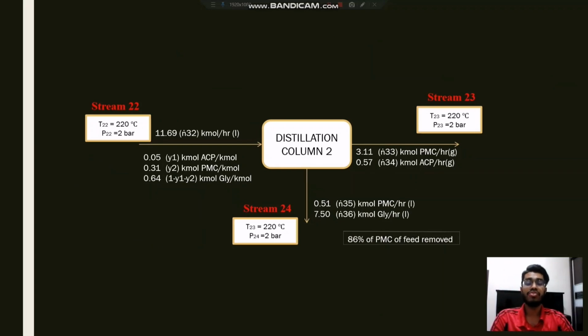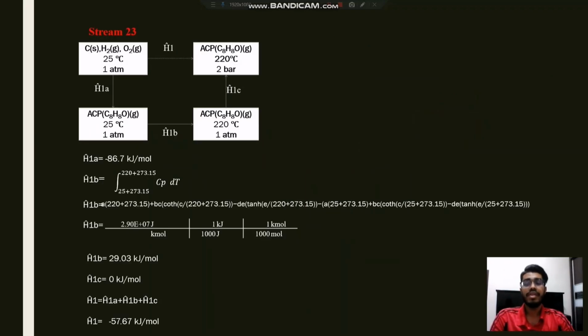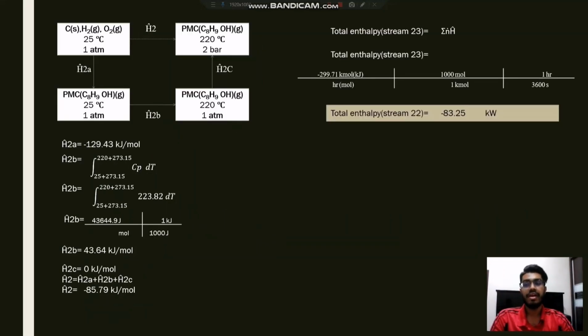Now, for distillation column 2, we have to find the total enthalpies at streams 23 and 24. Again, we have to draw the hypothetical path for ACP, but this time it's in the gaseous state. Therefore, the value of H1A can be obtained from the information table in the Excel file, and the value of H1B can be obtained by integrating the heat capacity of ACP in the gaseous state from 25 degrees Celsius to 220 degrees Celsius. And again, H1C can be neglected. Therefore, we can obtain H1. And for H2, we have to draw the hypothetical path for PMC in the gaseous state only. Therefore, we can obtain the value of H2A from the information table, the value of H2B from integration, and the value of H2C again can be neglected. Therefore, the total enthalpy of stream 23 is negative 83.25 kilowatt.